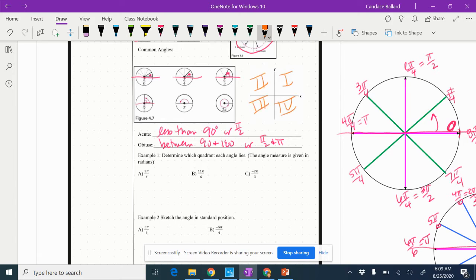If you think about it, they make a C going counterclockwise. So that's how I remember it as quadrant 1, 2, 3, 4. All right, so determine which quadrant.